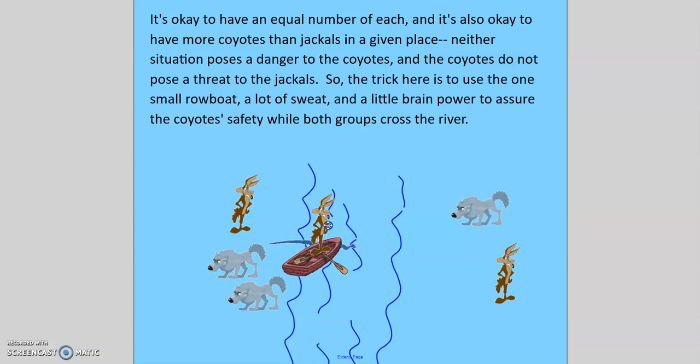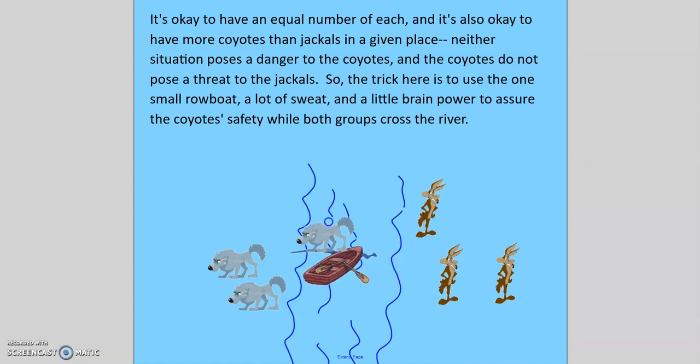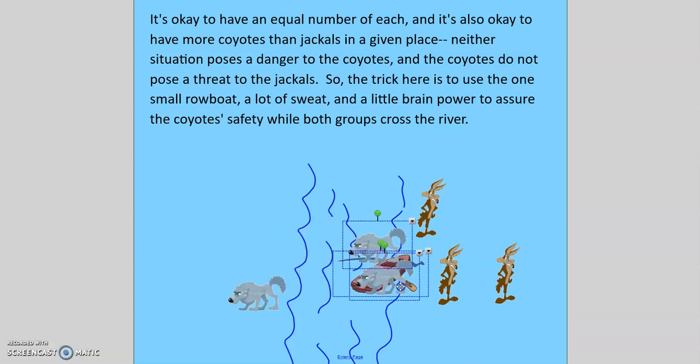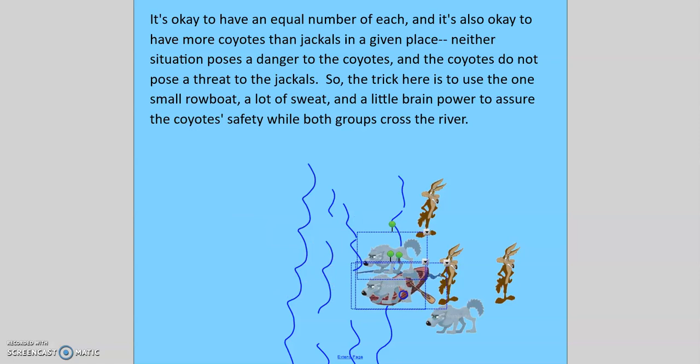Now at this point, I can send 2 coyotes across the river in the rowboat, and they get out, and then I send this 1 jackal back to get everyone else. So this jackal goes across, and then 2 jackals get on, and they go across and get off the river, and then this one jackal here goes back across. He picks up that guy, and then you can see everyone is safely across the river after I do that.